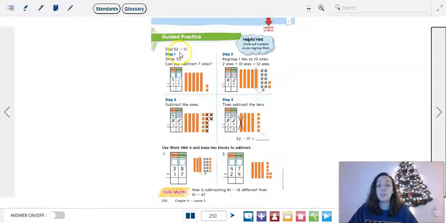All right, so find 52 minus 17. Step 1, show 52. Can you subtract 7 1s? Okay, so they've drawn the picture for us. We have 5 10s, 2 1s. Are there enough 1s to take away 7? There are not. So we have to break away a stick to make it into 10 1s.